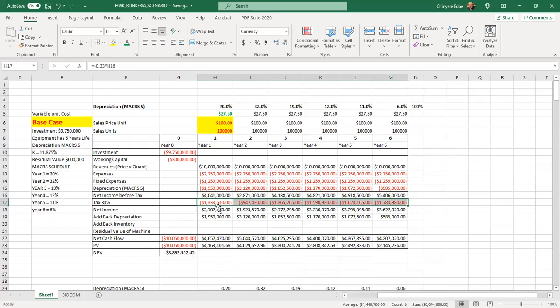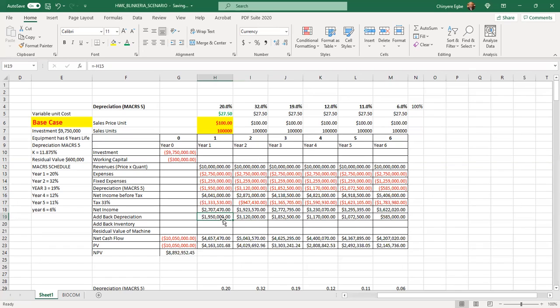Right. And so now you pay your tax, so you have your net income. Net income after tax is the net income before tax less tax, so you have net income after tax. And so you pull it through. And then you add back depreciation. Depreciation is in location H15 right here. So you add that back.